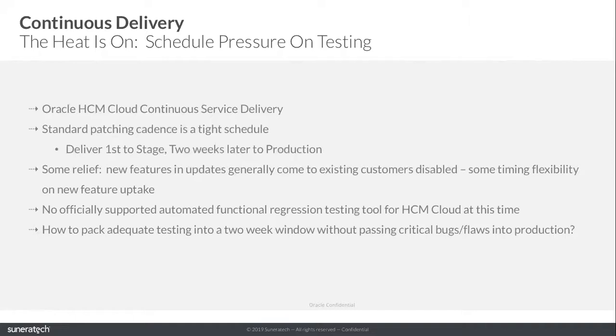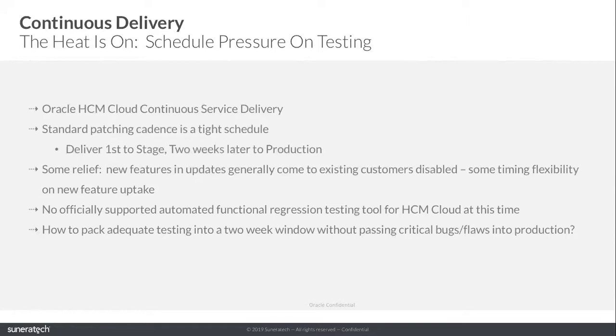The other thing that really causes this dilemma, the other factor, is there's no officially supported functional regression testing tool for HCM Cloud at this time. I can't look at you and say, here's a tool. It's a tool that is officially supported by Oracle, and you can use this for your automated testing. So the real question becomes, if I'm going to update all this cool new functionality, if I'm going to get the benefits of continuous delivery as an Oracle customer, how do I pack adequate testing into that 2-week window without passing critical bugs and flaws into production?